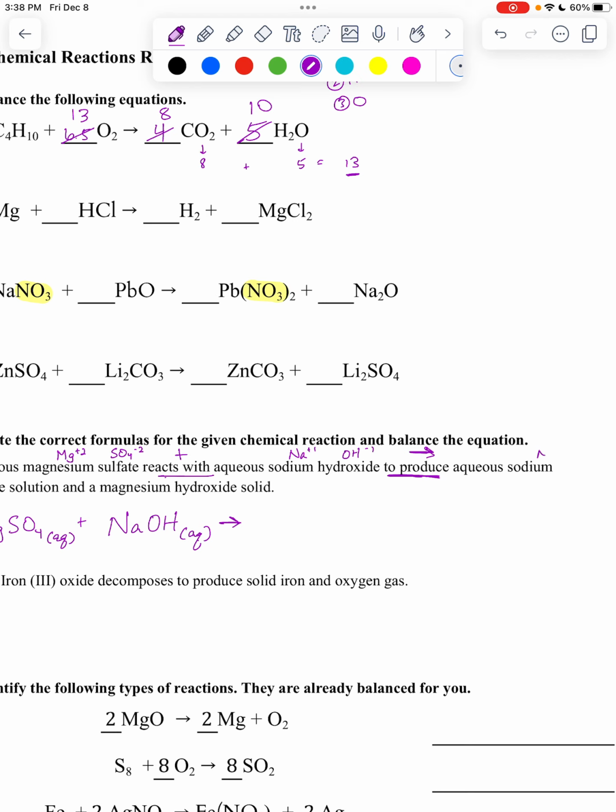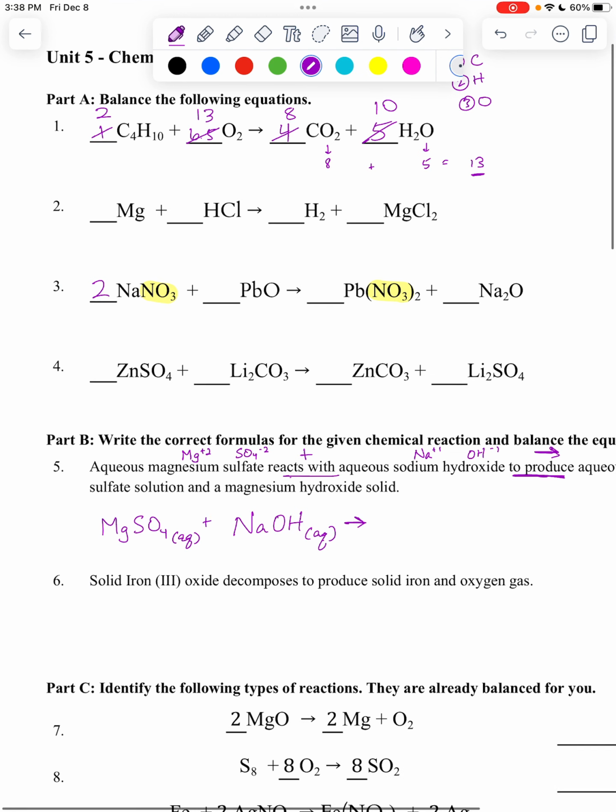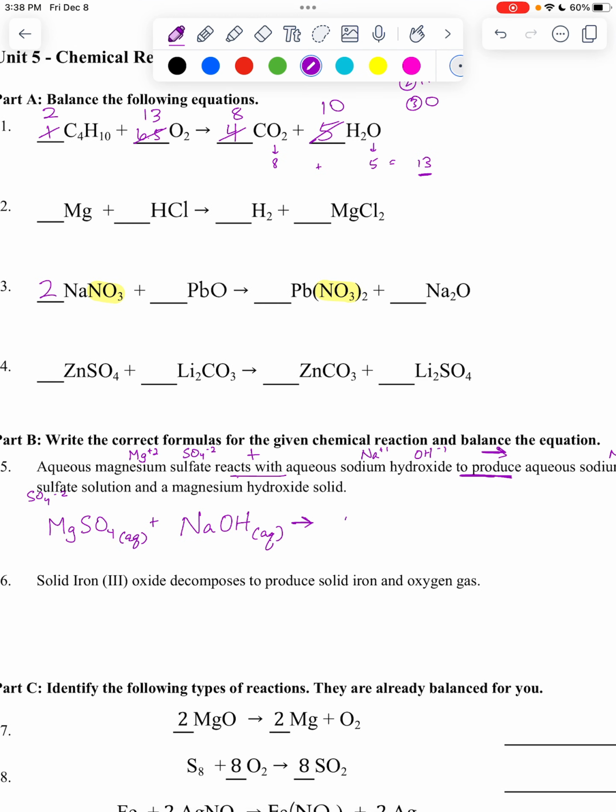Aqueous sodium, all right, sodium's a +1. Sulfate, we know, is the SO4 -2. So when I have sodium and sulfate, the +1 and the -2, I crisscross the charges. I need 2 sodium to balance out 1 sulfate ion. It was aqueous, so I put the AQ there. And then, of course, and means plus. Magnesium, which is the Mg+2, and the hydroxide, which is OH -1, solid.